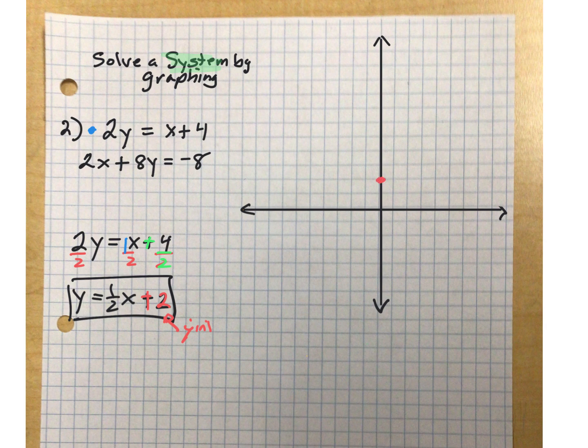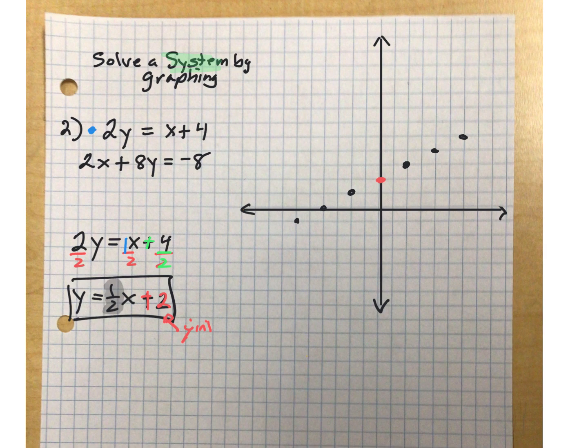And then our slope, or our m, is 1/2. So that means we're going to go up 1 over 2, and it's a positive slope. So from the y-intercept of 2, we're going to go up 1, right 2, and then down 1, left 2, and then we can grab a ruler.